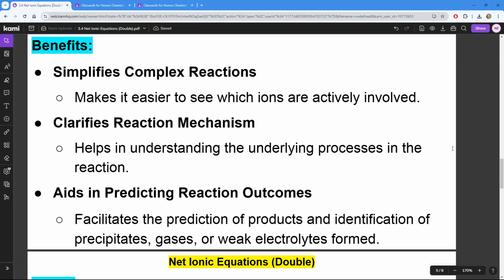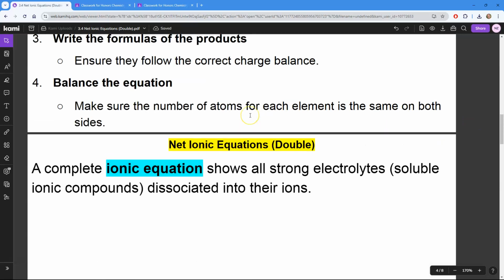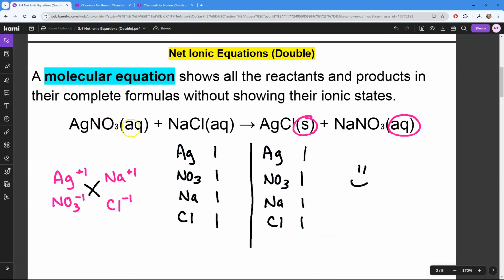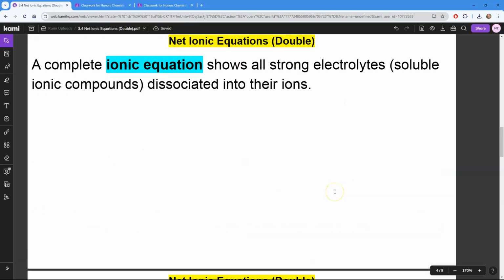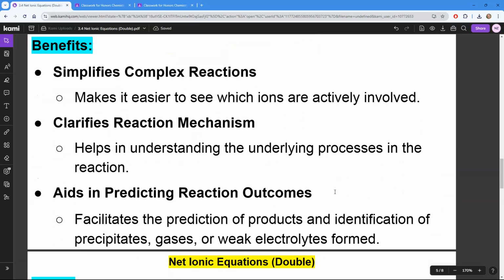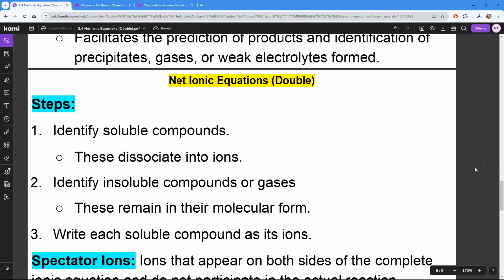Finally, a net ionic reaction helps us predict the reaction outcomes. Okay, so we're going to do an experiment where we'll see that you're going to take two things that are aqueous and they'll combine to form a solid. So kind of like the reaction that we had here, we had two things that were aqueous. Okay, so they're dissolved in water and it formed a solid. So again, writing out our net ionic equation will help us understand what's going on, and it's going to help us predict what's going to happen with the reaction.